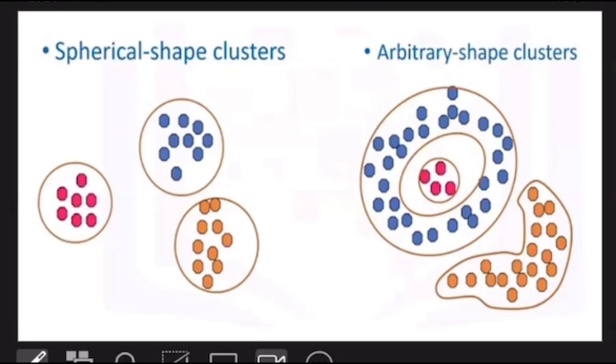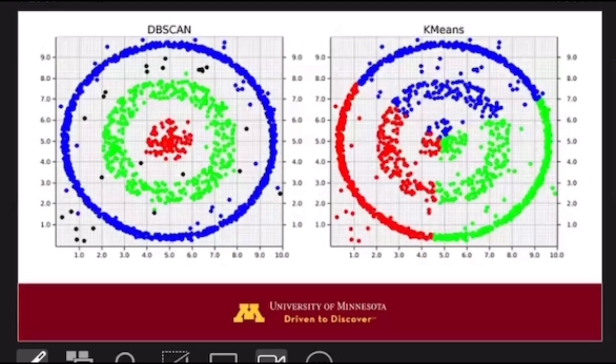Now, take a look at another example. On a given set of data points, if you use K-means, can you see what you have here? That is not a very good identification. You can see there's a green here, a green here, a green there. This is not proper at all, because K-means will not be able to identify the cluster shape correctly, because it's arbitrary, it's not spherical.